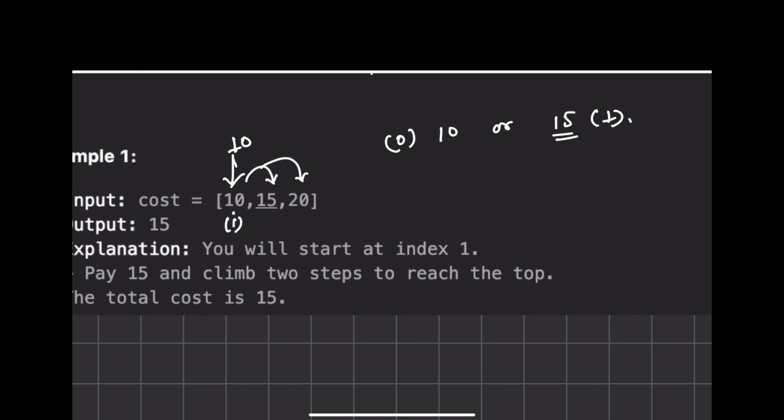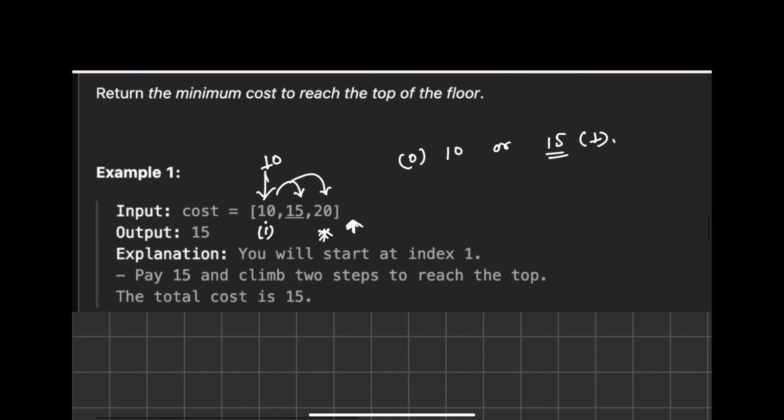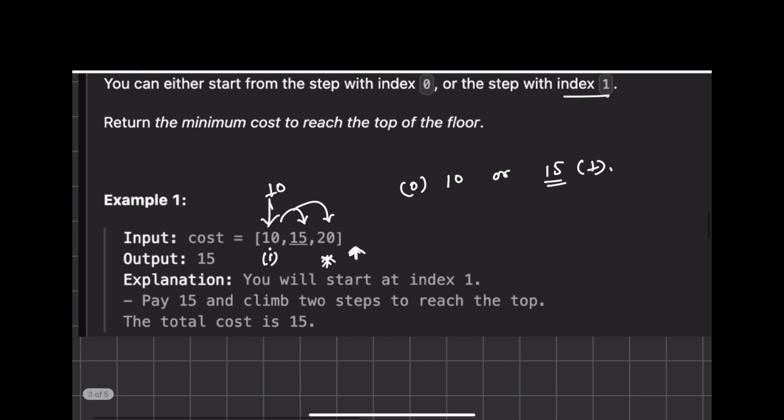And remember, the top of the floor means at the end, after the end of the array. Generally we consider the last index as the top of the floor, but in this case it is not. This is the top. Now let's understand this with the example.